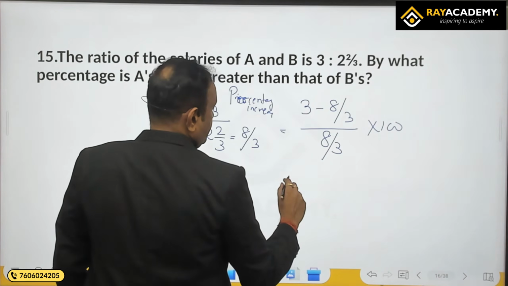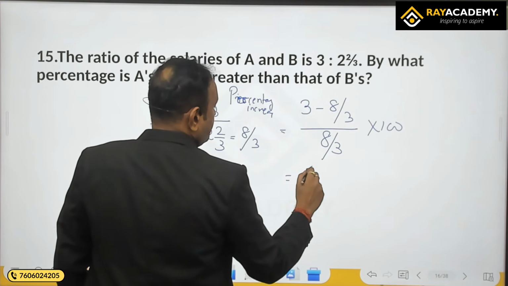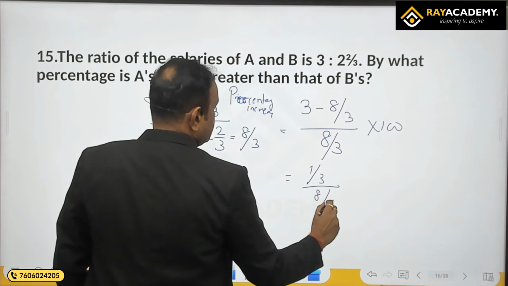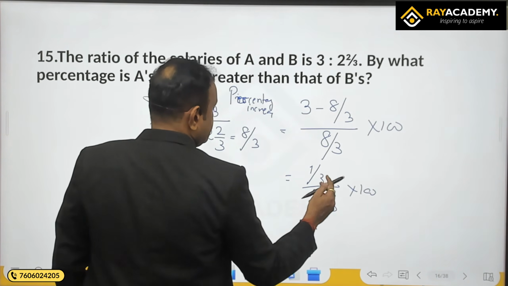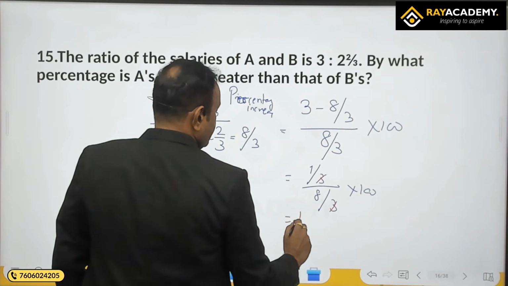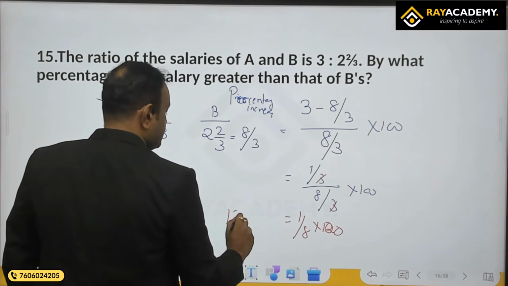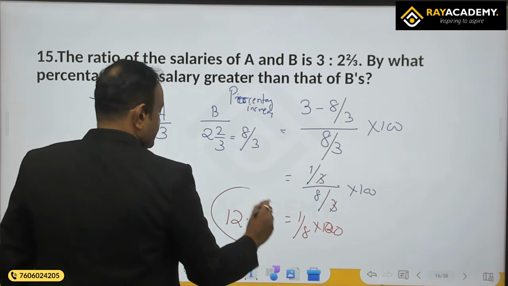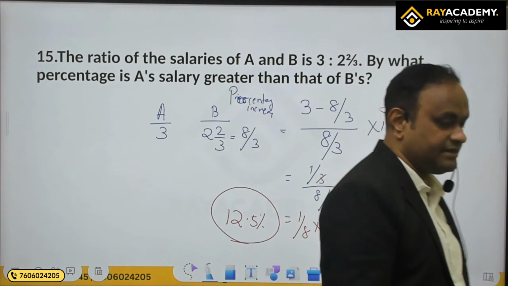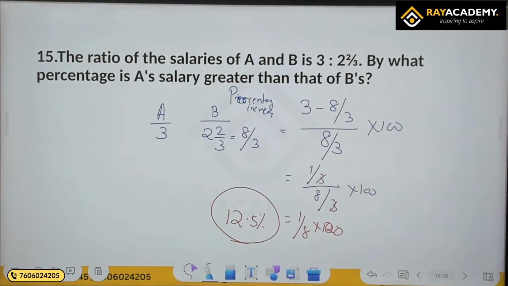So we will solve that. This is equal to 9 minus 8, 1/3 divided by 8/3 into 100. 3 gets cancelled. So you are getting 1/8 into 100. We know 1/8 into 100 is 12.5%. So A's salary is 12.5% greater than that of B. There was nothing else in the question, only calculation. But in the calculation you have fractions, so you have to be careful while calculating these things.